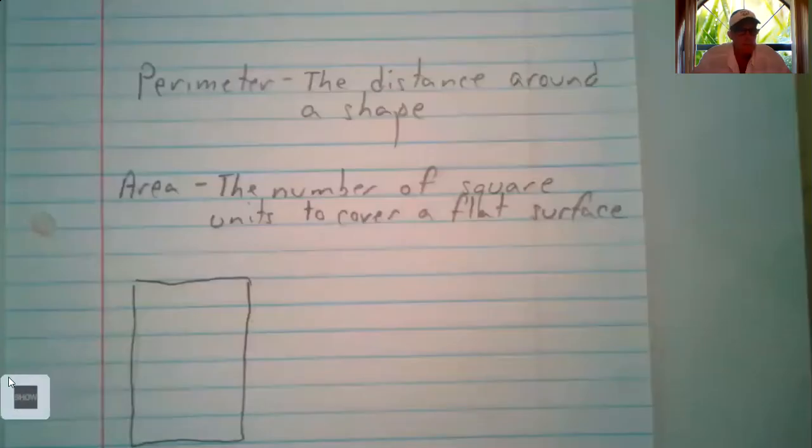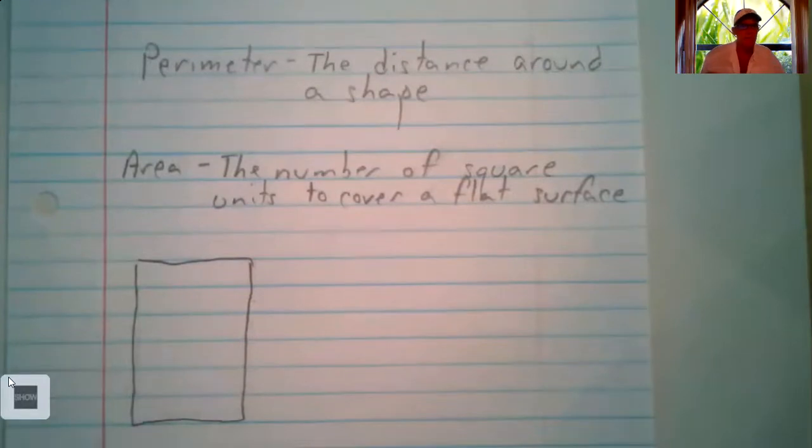Now, let me review exactly what perimeter and area is on this piece of paper right here. So the perimeter is the distance around a shape. You see we have a rectangle down here. It would be the distance around the shape, whereas the area is the number of square units to cover a flat surface.